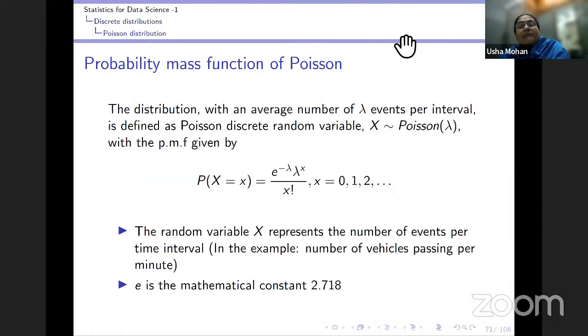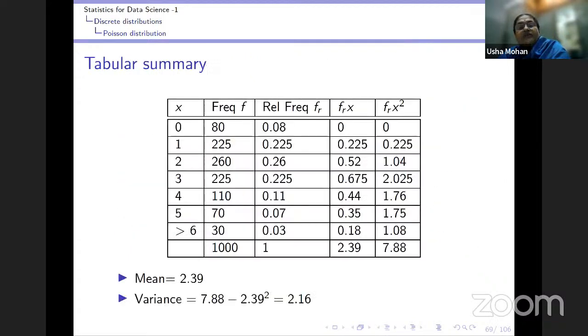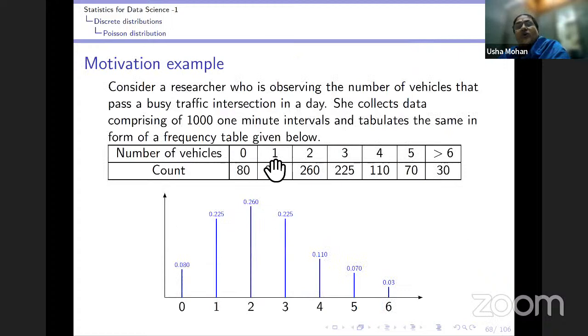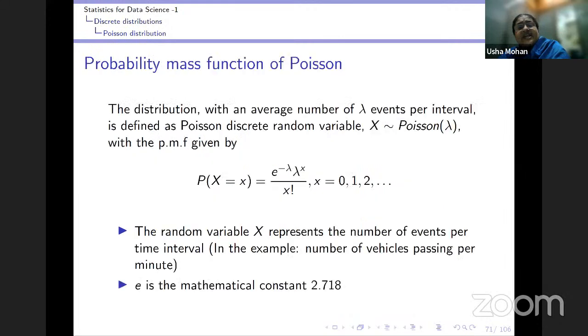So what is the probability mass function of the Poisson distribution? For example, when I'm counting the number of vehicles, it could take the value 0 or 1 or 2 or 3 or 4, or it could take any value. It could be greater than 6. So this is the probability of x taking value 0, 1, 2. It can take any value. It is e to the power of minus lambda, lambda to the power of x by x factorial. This is the probability mass function of the Poisson distribution.